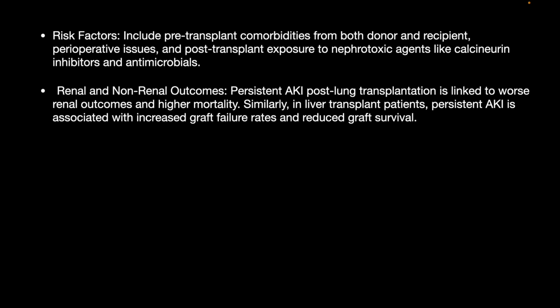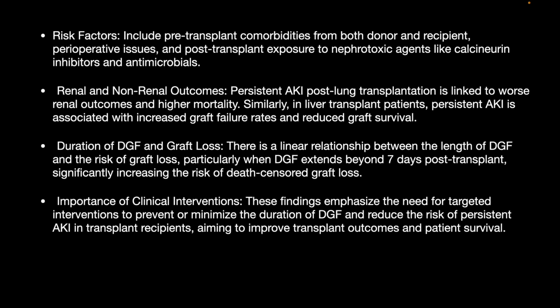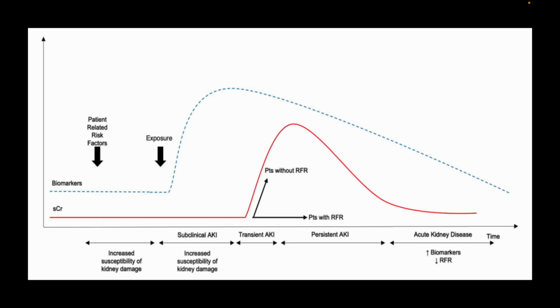Renal and non-renal outcomes in AKI post-lung transplant are linked to worse renal function and higher mortality. In liver transplant, persistent AKI is associated with increased graft failure and poor graft survival. There is a relationship between the length of the DGF and the risk of graft loss, particularly when the DGF extends beyond 7 days post-transplant, significantly increasing the risk of death-censored graft loss. Clinical intervention is very important because it aims to minimize and prevent the duration of the DGF, reduces the risk of persistent AKI, aiming to improve transplant outcomes and patient survival.